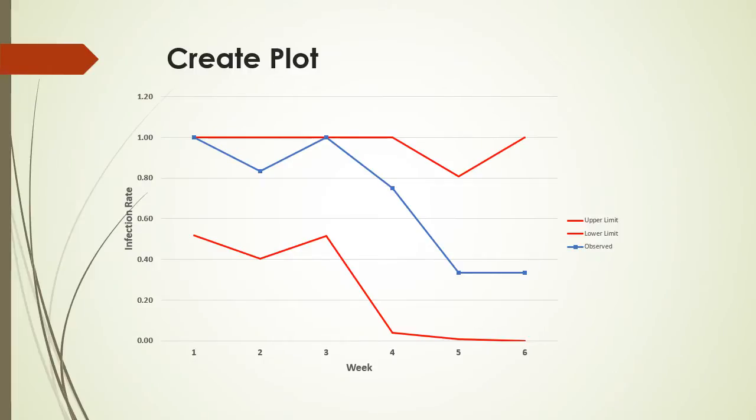There is no point at which we are above the upper control limit, and therefore we are not having more infections than expected. All time periods are within our control limits.